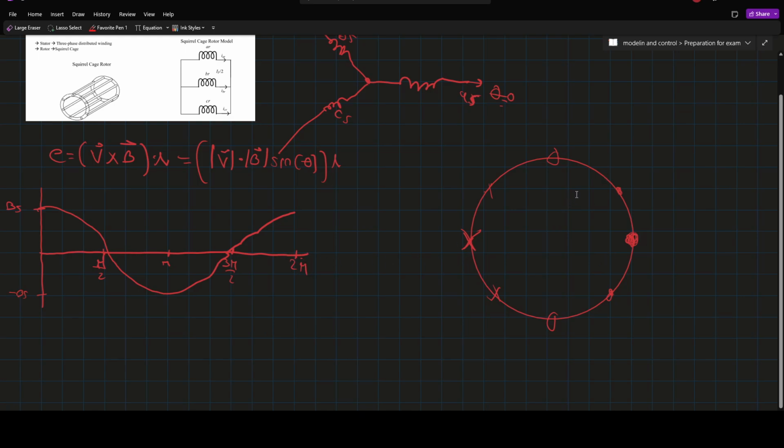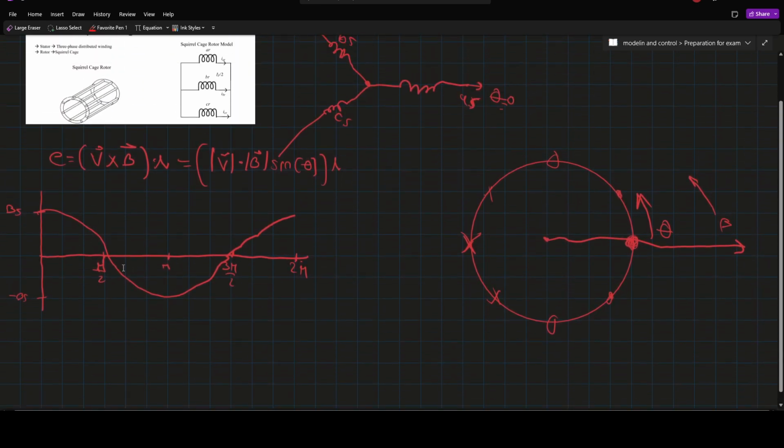Okay, and this is for our stator. So the magnetic field is moving, here we have our angle theta that is moving this way. So our magnetic field is also changing, moving this way. So this is our magnetic field.